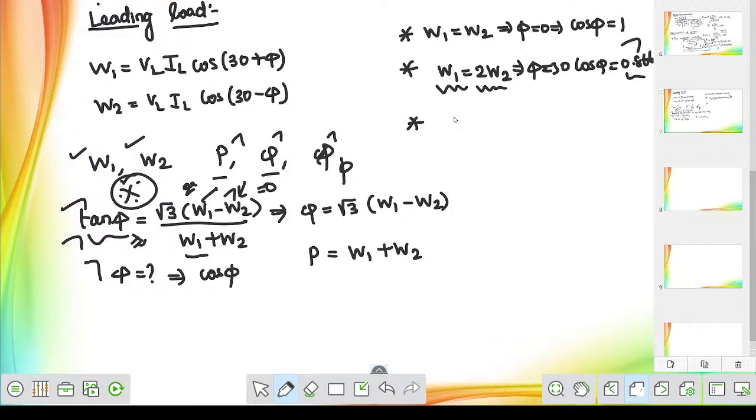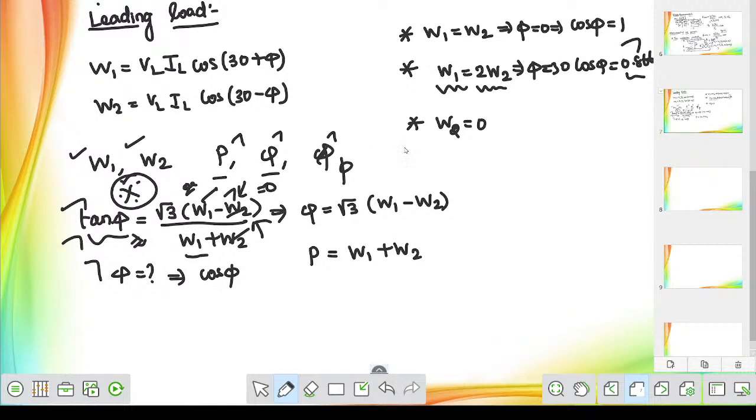Now the next type of question from here is, if any one of the wattmeters, let us take wattmeter 2, is reading 0, then what will be the power factor? If one of the wattmeters reads 0, let us take wattmeter 2 to be 0 here. If I put wattmeter 2 equal to 0, this will be 0, this will be 0. W1 will get cancelled.